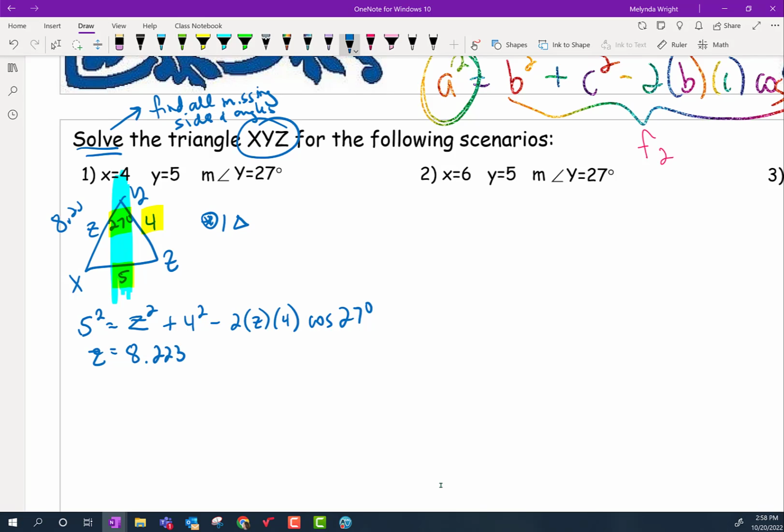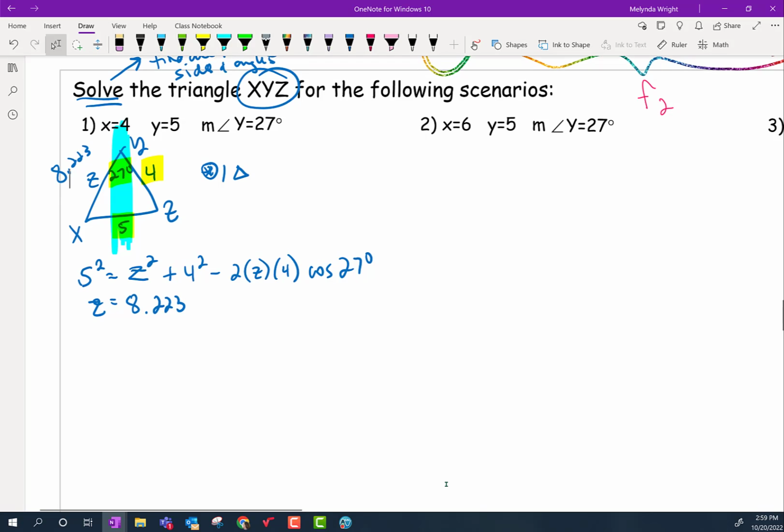That's like 8.223. Now, the angle that we find, I can't emphasize this enough. The angle that we find cannot be the largest angle. You cannot find the largest angle with law of sines. Please don't do that. Pick the smaller one. So we have two choices. We need angle X and angle Z. Which one should we choose to find? There's only one correct answer. Angle X, because it's the smaller one. We should not try to find angle Z with law of sines, because if it's obtuse, it will give us the wrong answer.